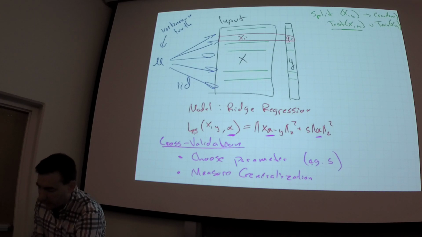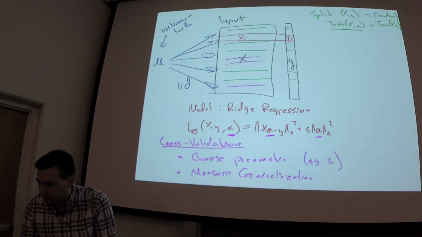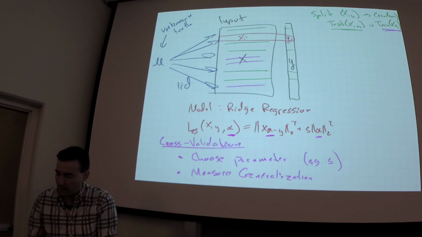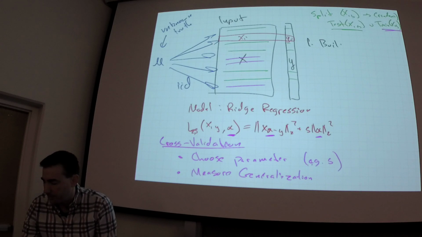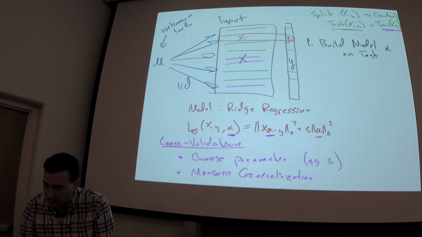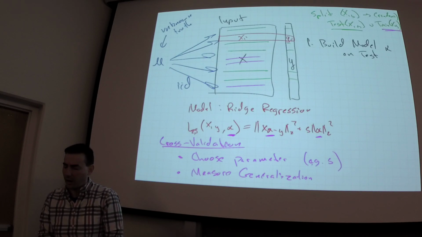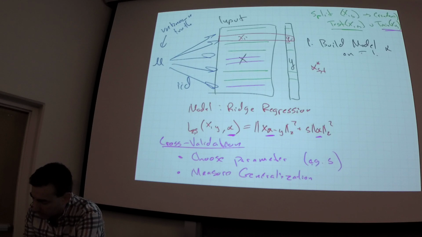Okay, so this data is going to be the test, and then the rest of the data is going to go into the training part. Okay, and so then I'm going to do two steps. One, build model alpha on the test part. And so in the example of ridge regression, I can build an alpha star S. Sorry, I'm going to build this on the training part.